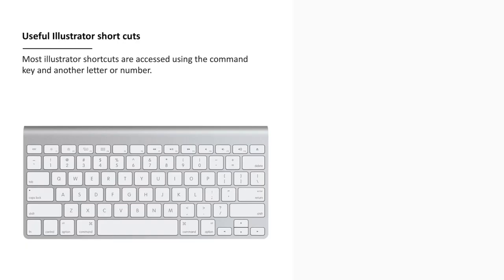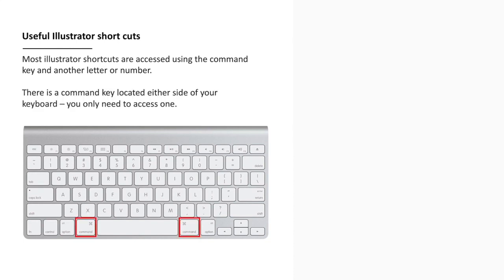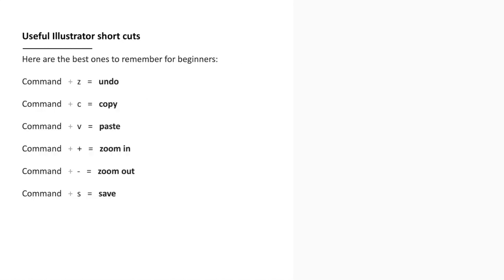Something else in Illustrator that is very useful to use from the very beginning is the number of shortcuts. It just saves you using the menu at the top, which makes things a lot more convenient. Most of the shortcuts are accessed using one of the command buttons that are placed either side of your spacebar. You only need to use one at a time. For beginners using Adobe Illustrator, some useful shortcuts to know are Command and Z, which undoes something, so if you've done something wrong, you can step back by pressing Command and Z.